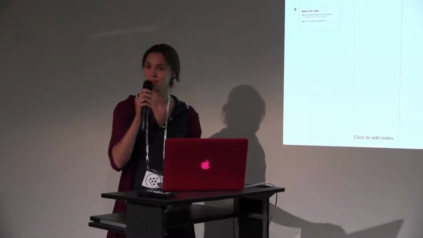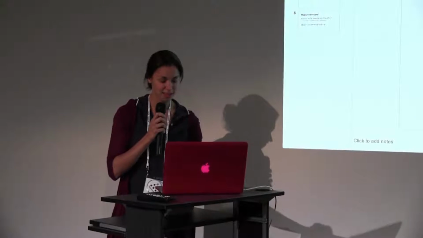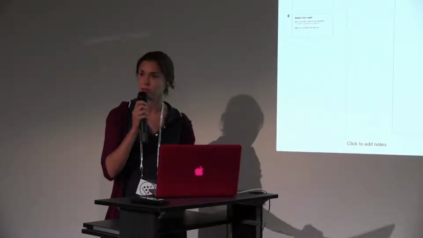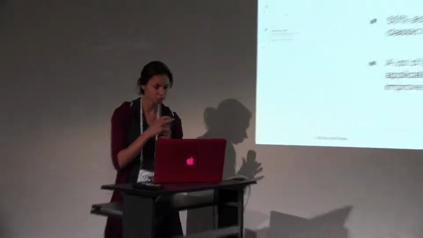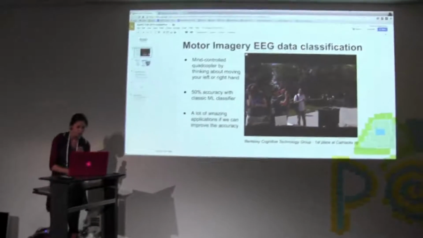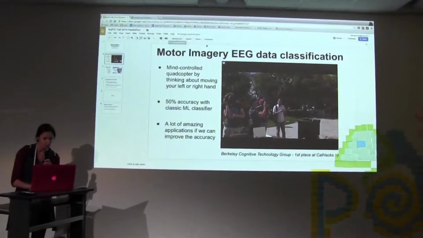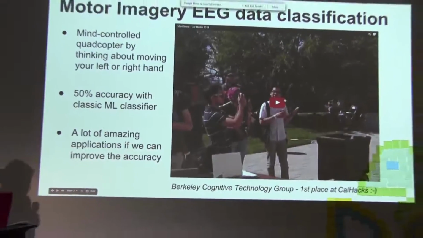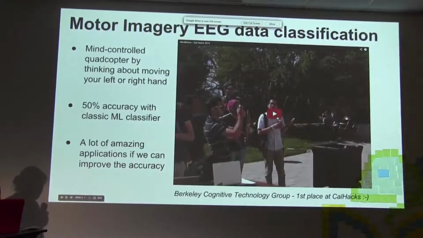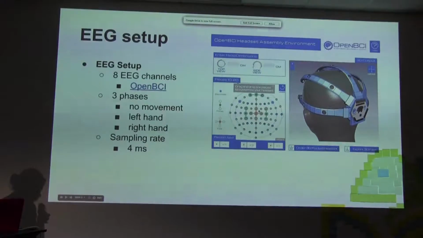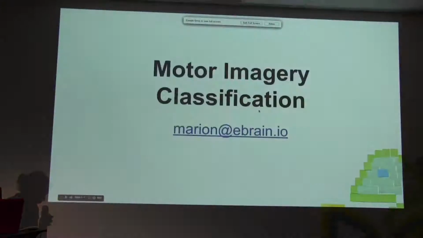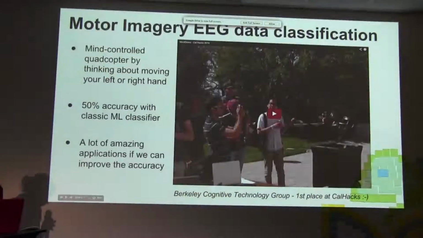Yeah, so my name is Marion, and I made a classifier for motor imagery. Just if you're not familiar with what motor imagery is, it's EEG, we already talked about that, where you record electrical activity along the scalp. I'm working on this in my free time with the Berkeley Cognitive Technology Group.